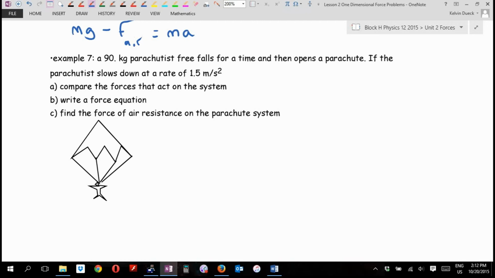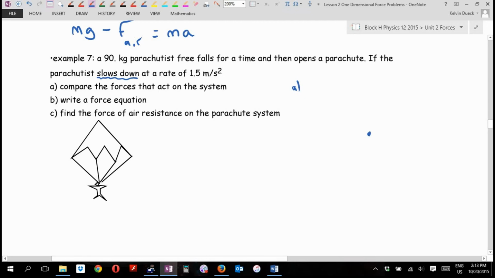Anyways, a 90-kilogram parachutist free falls for a time and opens a parachute. Check. The parachutist slows down. You know what? I'm going to underline the words slows down. I think that's going to be important. At a rate of 1.5 meters per second squared. A says, compare the forces that act on the system. That's physics speak for draw a free body diagram. So I'm going to do A over here.